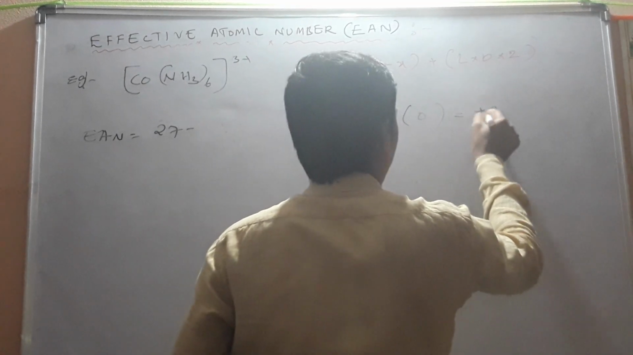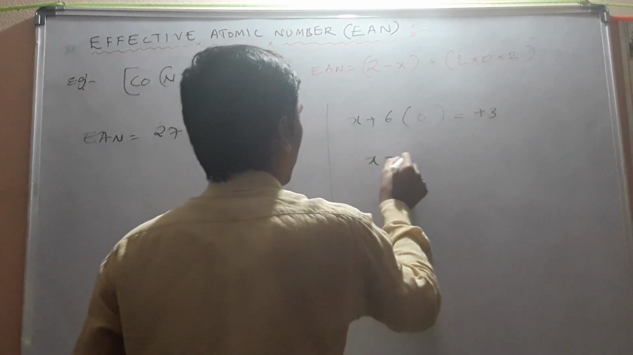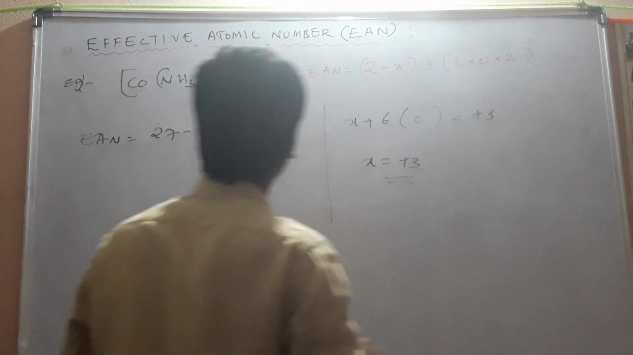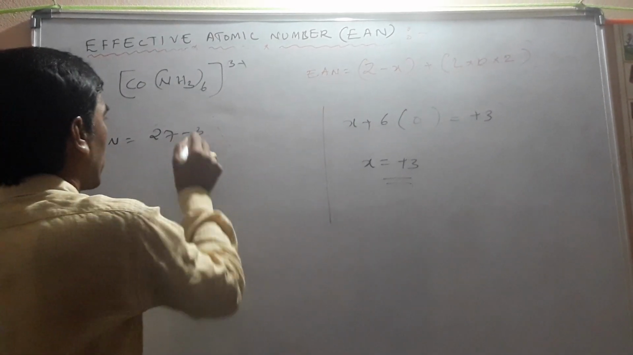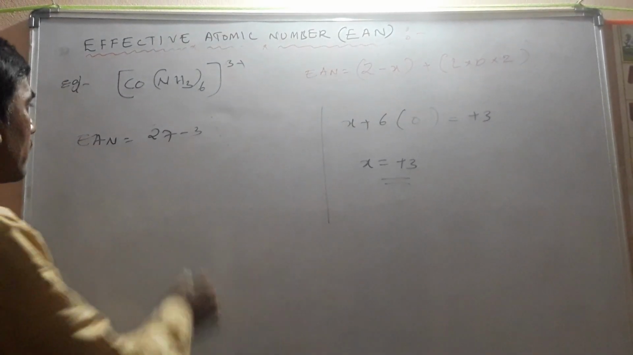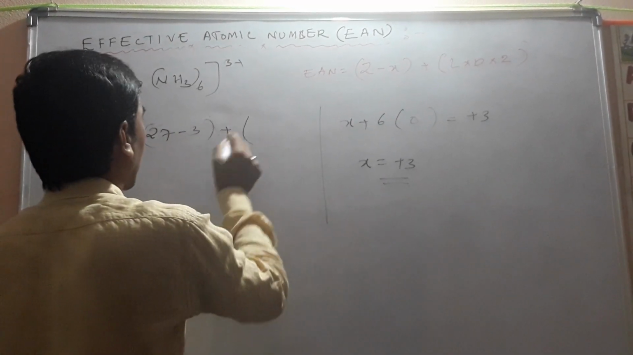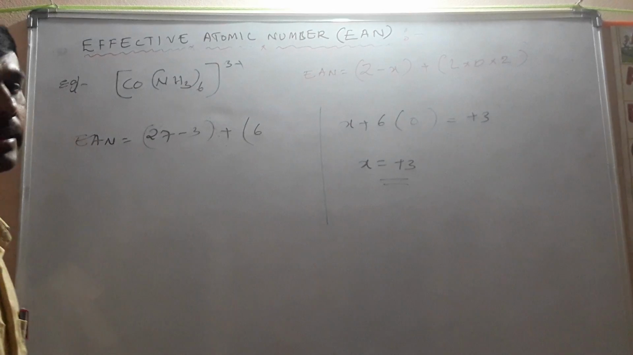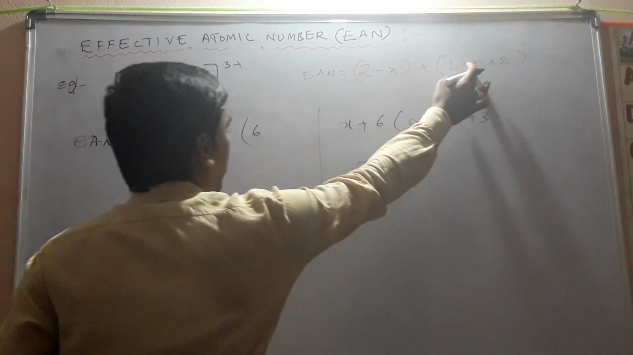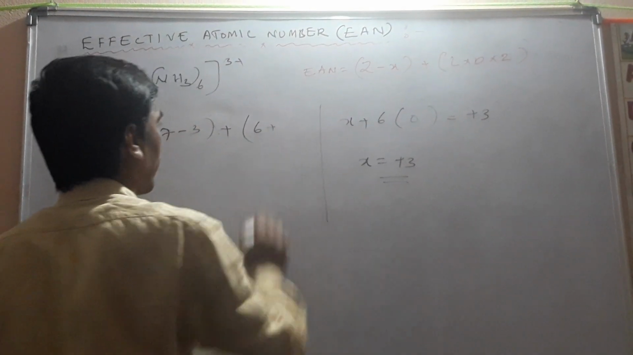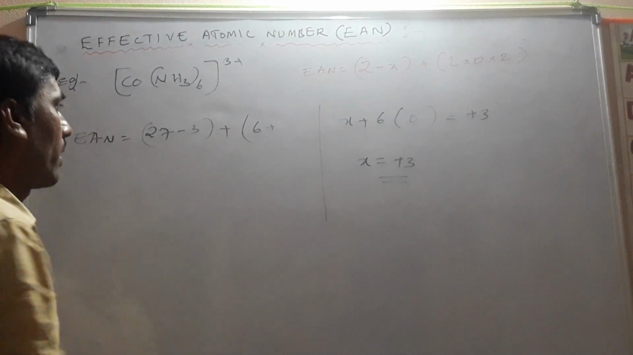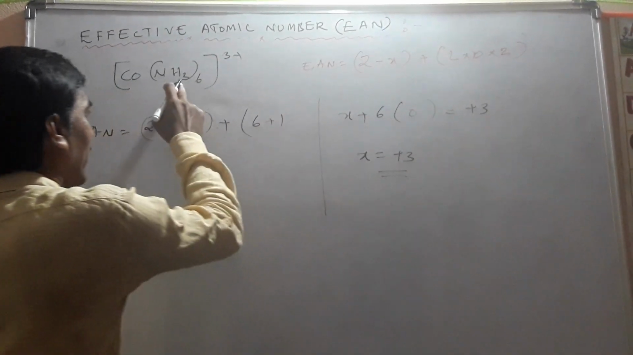Plus 3. Next, X is equal to plus 3. The oxidation number of cobalt atom is 3. Next, plus number of ligands. How many ligands are there? Total 6 ligands are there. Next, denticity of ligand is 1. It is a monodentate neutral ligand.